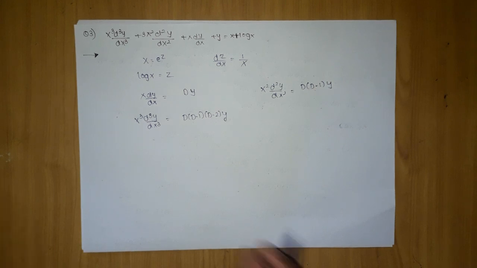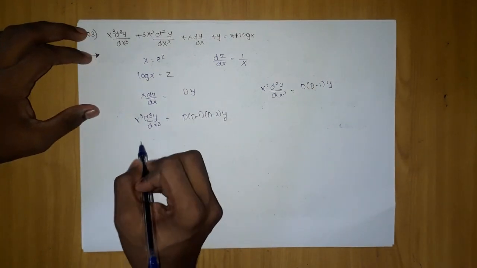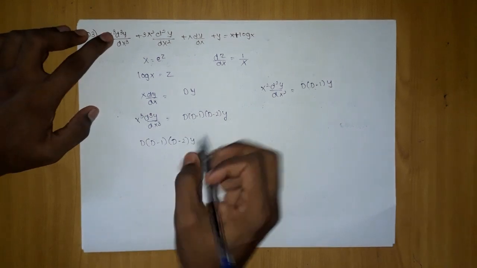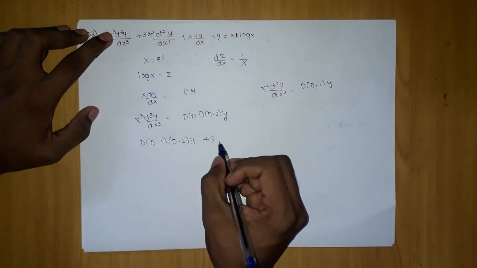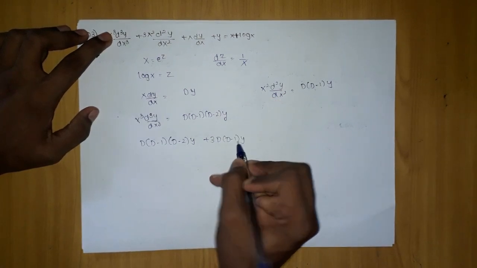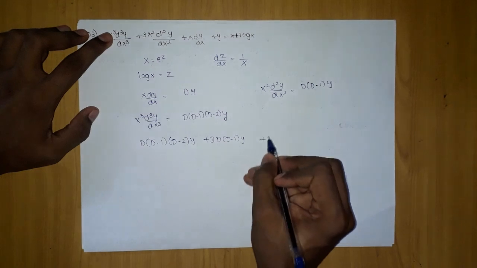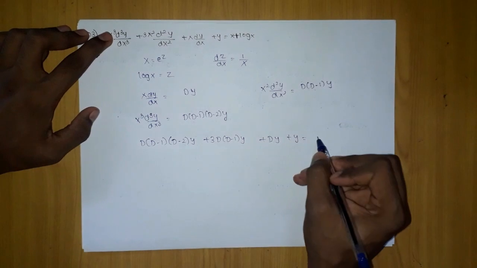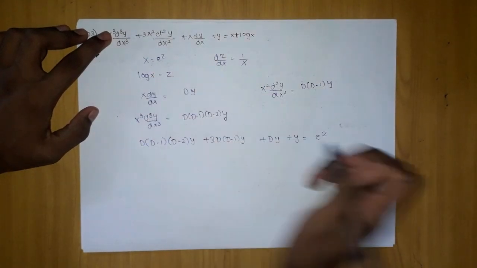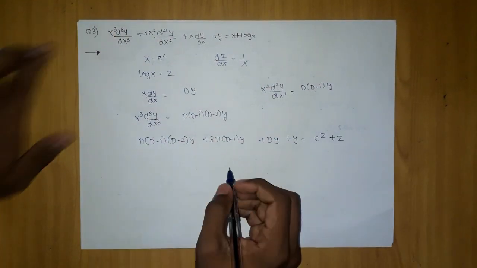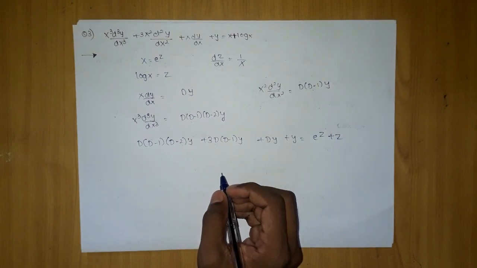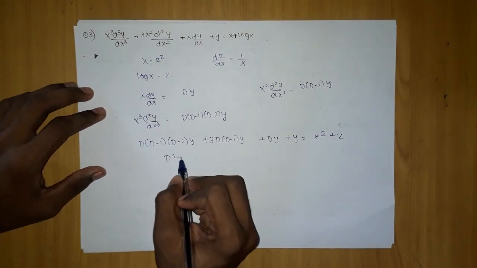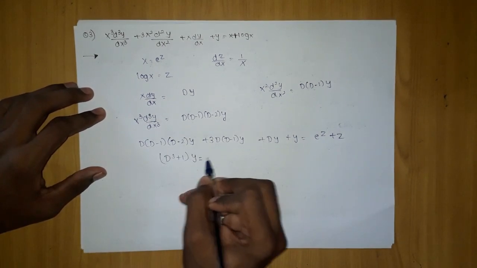So if we substitute the things, we have D into D minus 1 into D minus 2 into y first here, then 3 times D into D minus 1 into y, and then D into y plus y equal to, here instead of x I will substitute e to the power z, and instead of log x I will substitute z, so e to the power z plus z. If I simplify and take y common, you will be left with D cube plus 1 into y equal to e to the power z plus z.